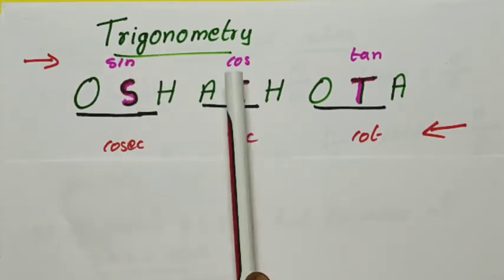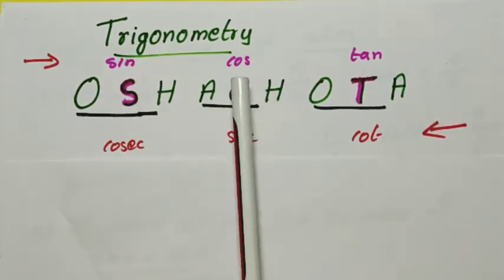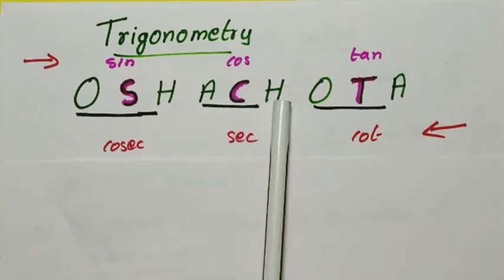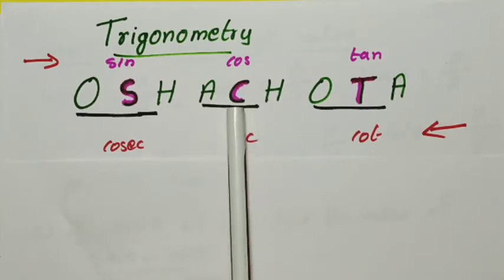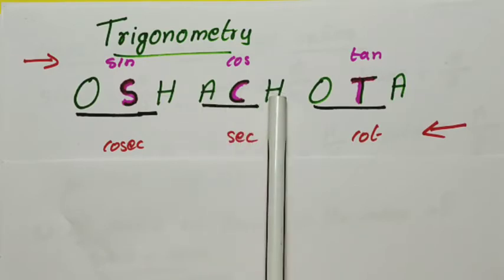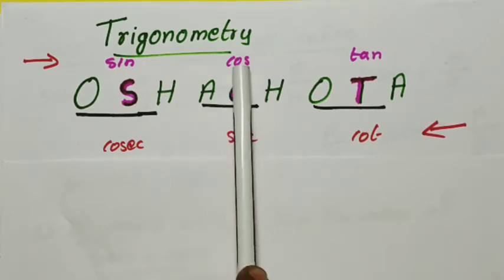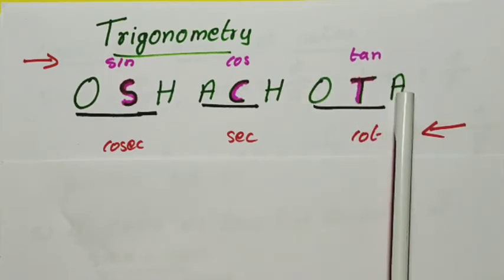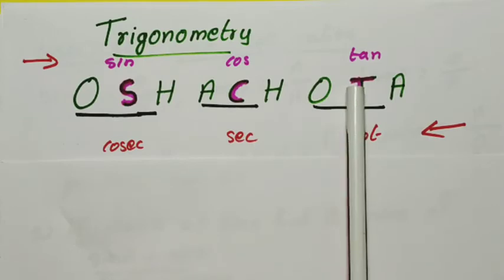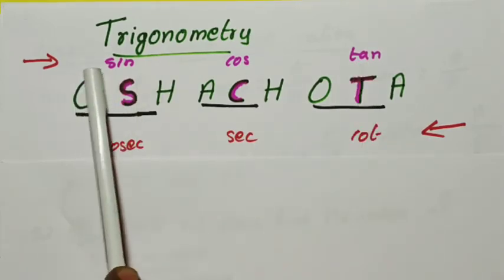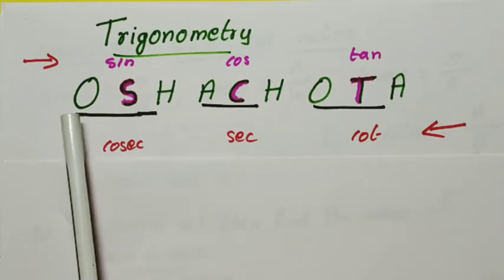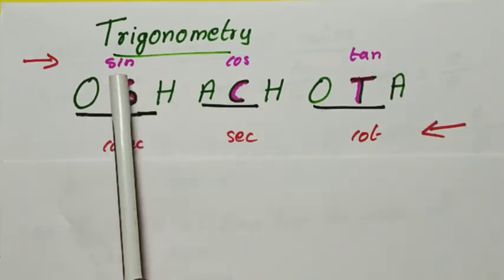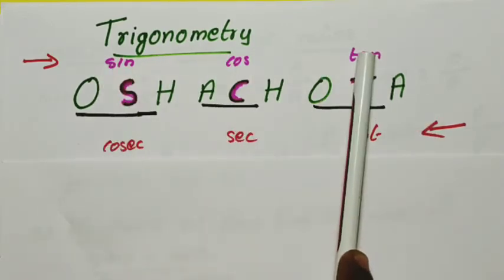Now the second one, the next three letters. In between, the middle letter is C, so this stands for cos theta. Adjacent upon hypotenuse is equal to cos theta. In the same way, the last three letters: opposite side upon adjacent side is equal to tan theta, T stands for tan theta. So in this order, if we take the three letters and take the ratio, we get sine, cos and tan.